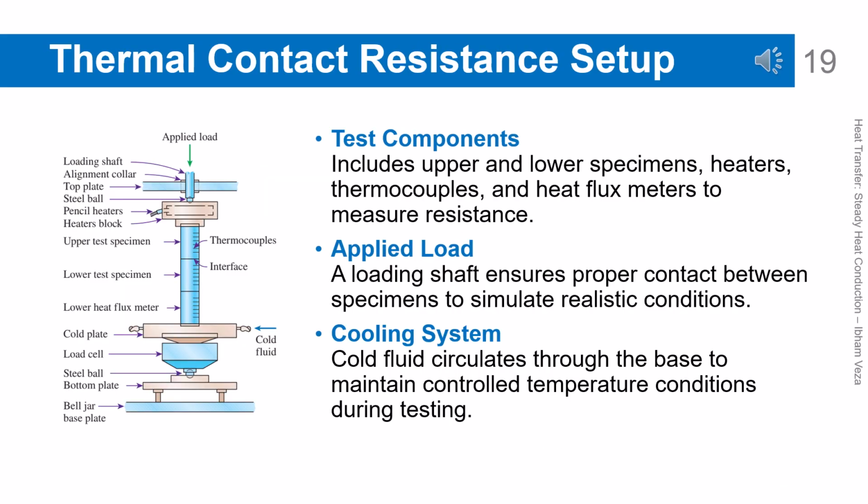Thermal contact resistance setup. This apparatus is designed to measure thermal contact resistance between two solid specimens. The system consists of heaters, thermocouples, and heat flux meters to monitor heat flow. A mechanical load is applied to ensure realistic contact at the interface. Cold fluid is circulated at the base to maintain controlled temperature boundary conditions. With this setup, the effect of contact pressure on resistance can be analyzed quantitatively.